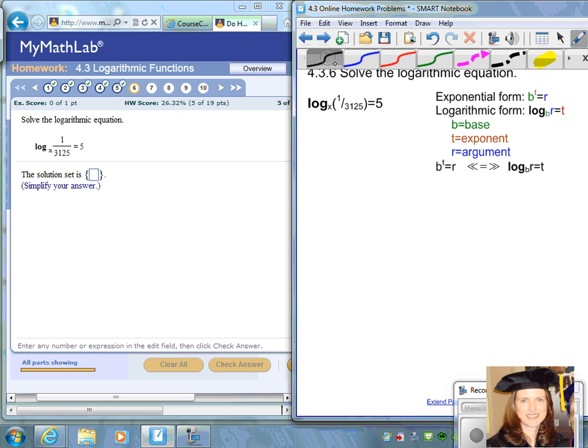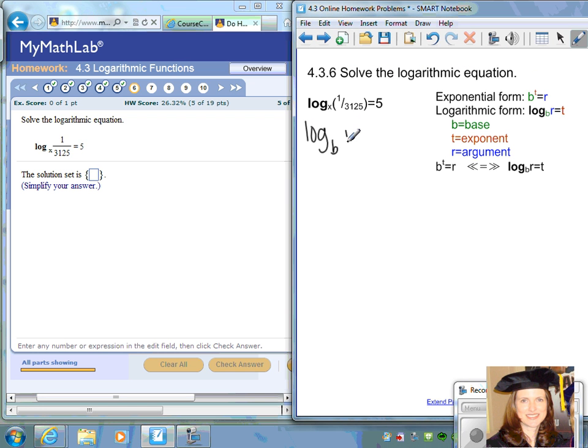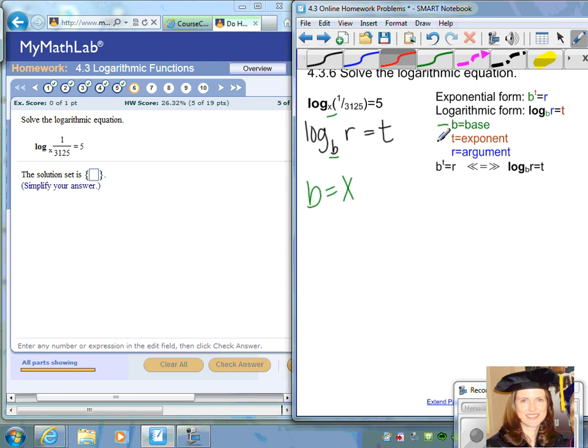Here we have the equation that's written in the form of log base b of r equals t. So you can pick out the three parts of the equation. The first one being the base. The base b is equal to x. The next part is your exponent. Sorry, t is equal to the exponent. The exponent t is equal to 5.